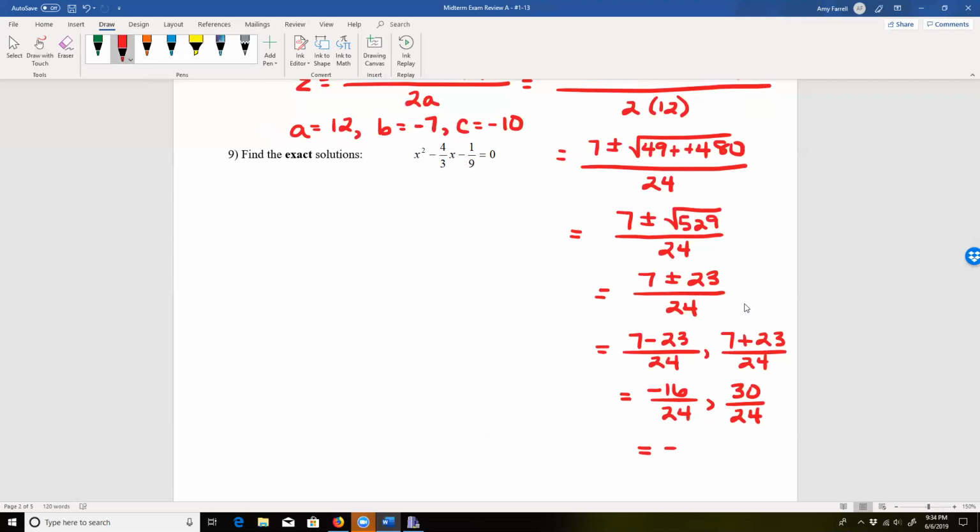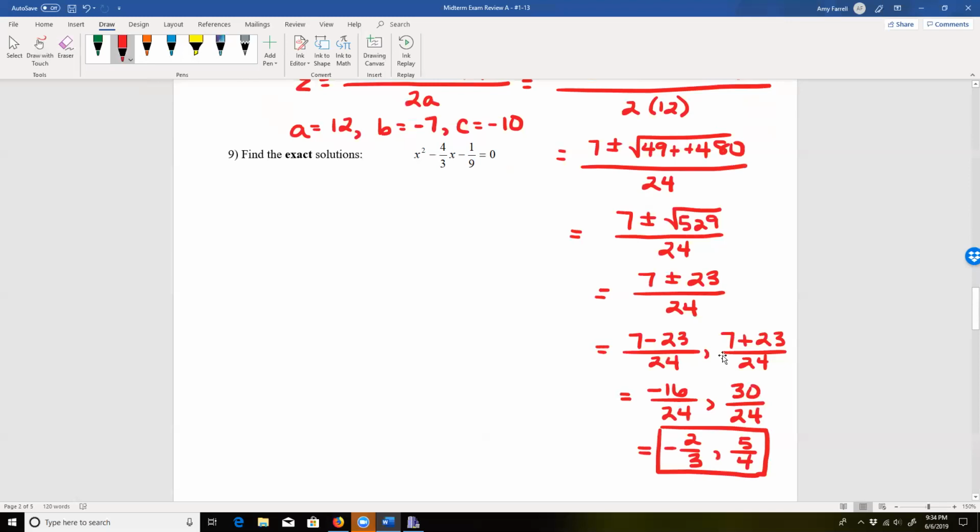So negative 16 over 24 reduces to negative 2/3, because 8 would be the greatest common factor. 30 over 24 would reduce to, let's see, how about 5/4? Because 6 would be their greatest common factor. So these are my two solutions.